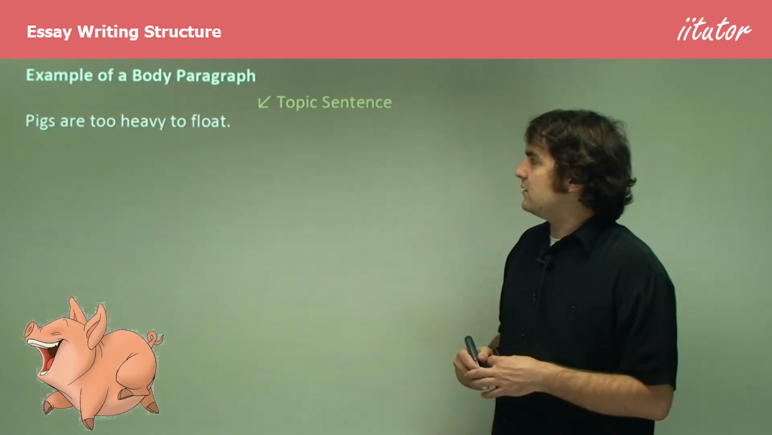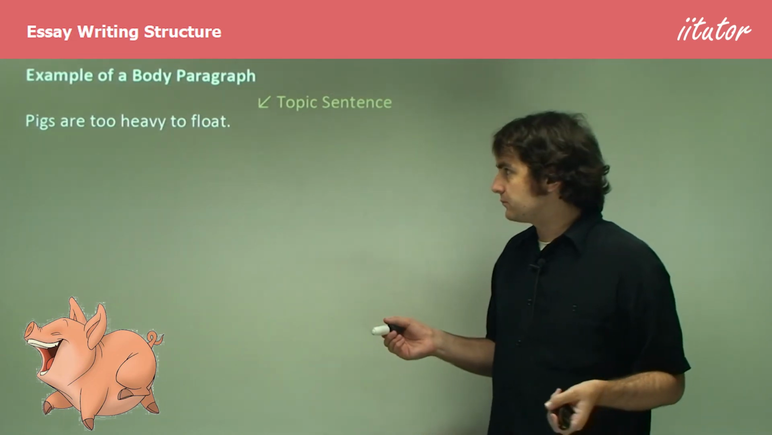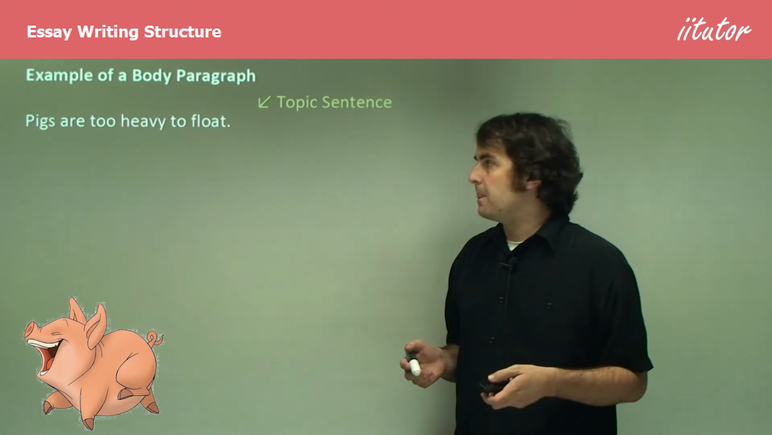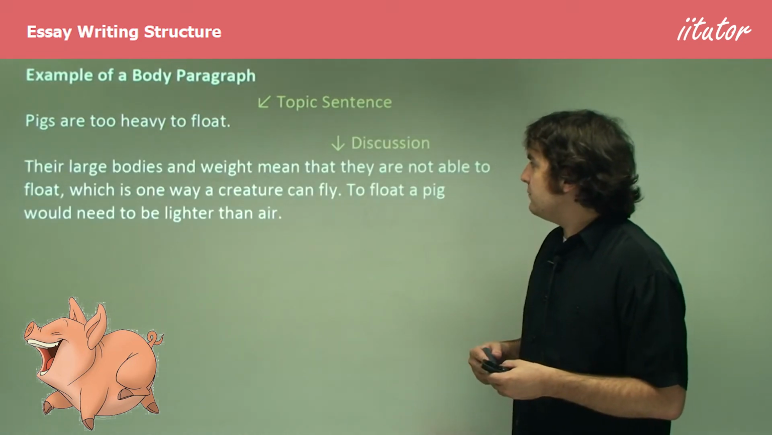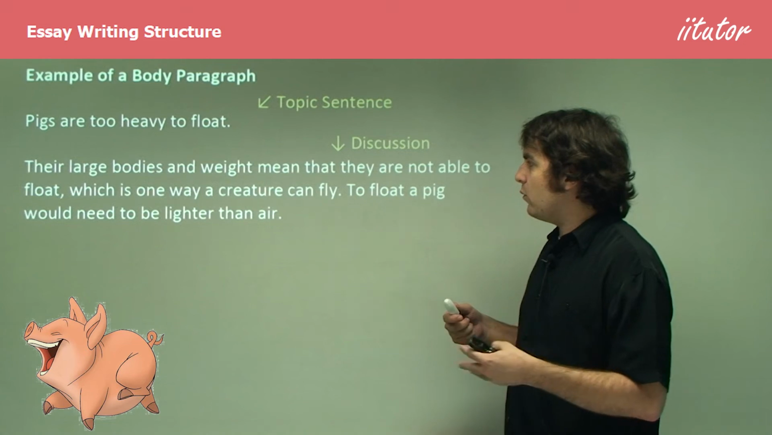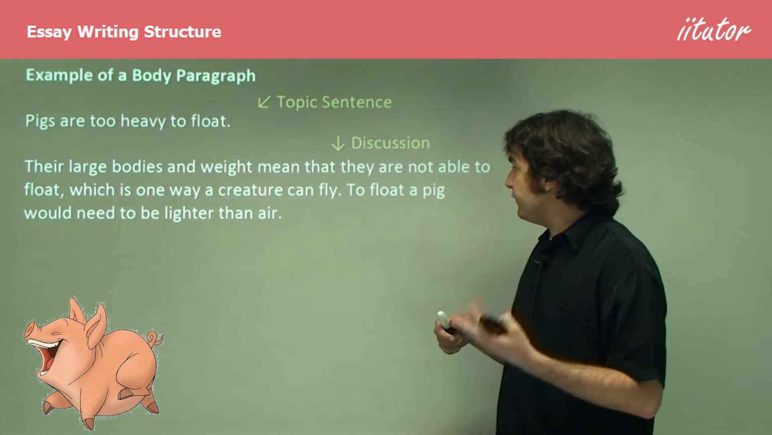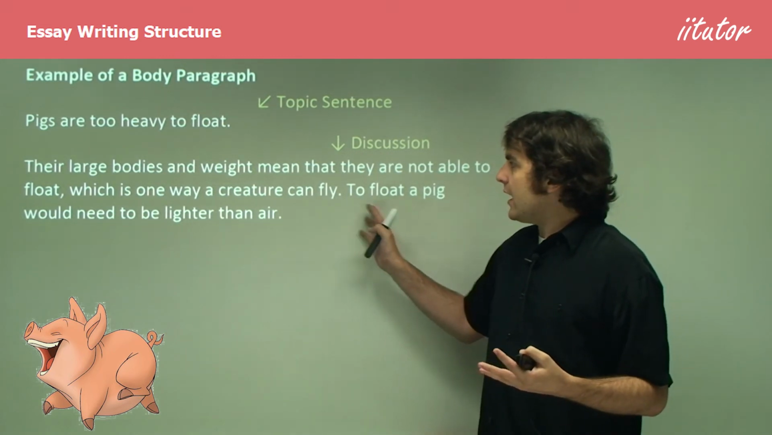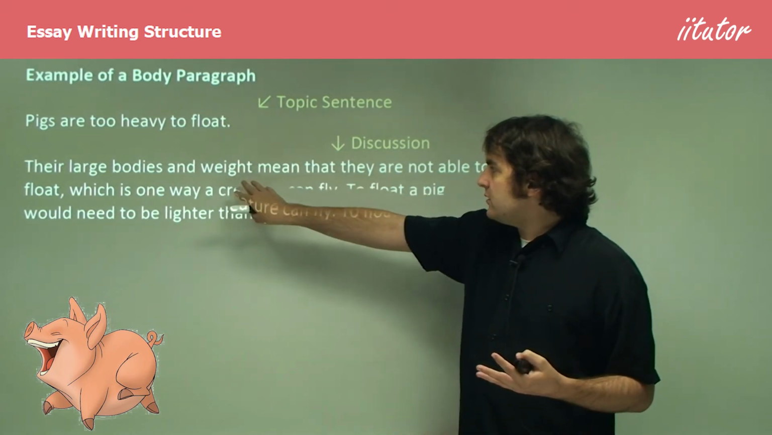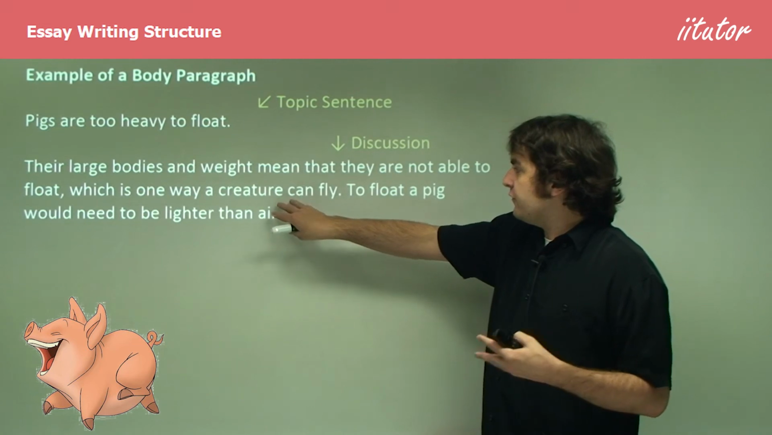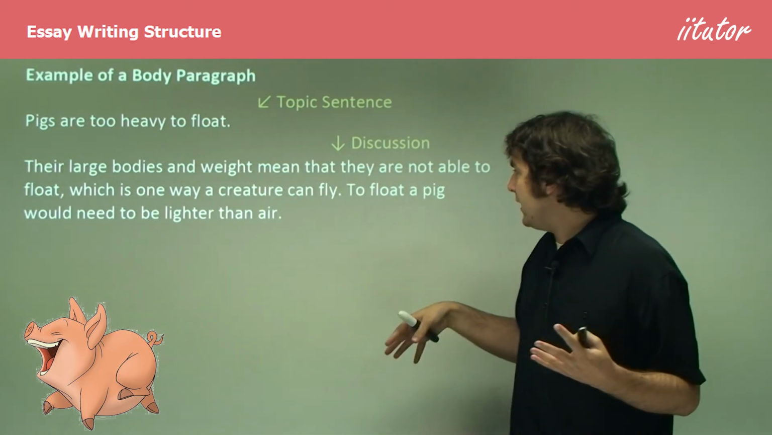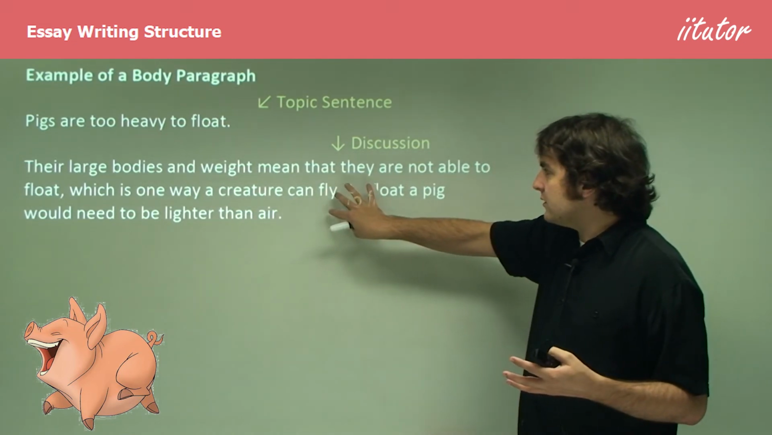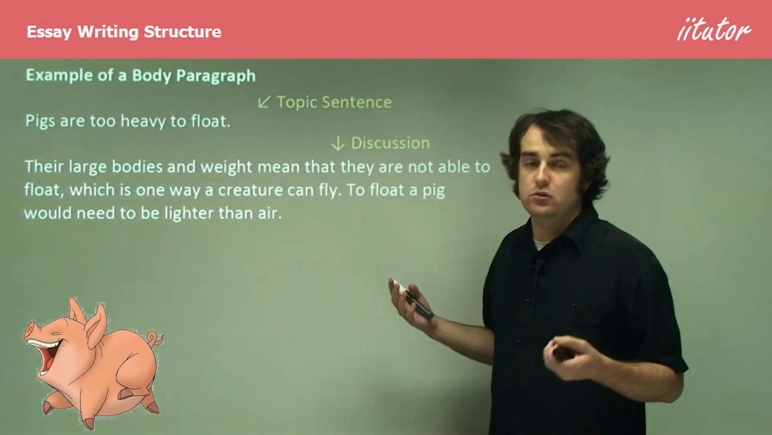So our topic sentence: pigs are too heavy to float. We wrote that down before, but that's our example of a topic sentence here. Their large bodies and weight mean that they're not able to float, which is one way a creature can fly. To float, a pig would need to be lighter than air. So these are reasons why a pig can't float. They have large bodies, they're heavy, they're not able to float, which is one of the ways that a creature can fly. They need to be lighter than air, which a pig is not. So all of these are reasons why pigs are too heavy to float.